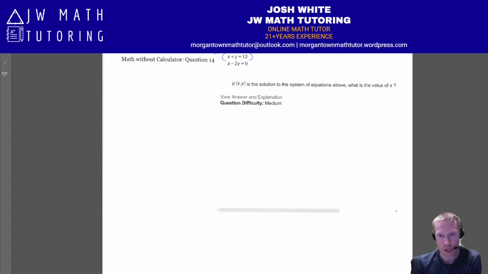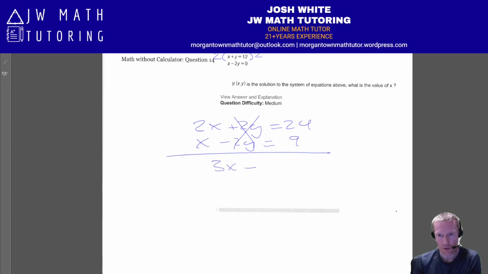So I'm going to multiply the top equation by 2 on both sides. That'll give me 2x plus 2y equals 24. The bottom equation is x minus 2y equals 9. That doesn't need to be multiplied by anything. Now I add down the columns. I get 3x equals 33. I divide by 3, and I get x equals 11. So the correct answer to this problem, what you would grid in, is just the number 11.